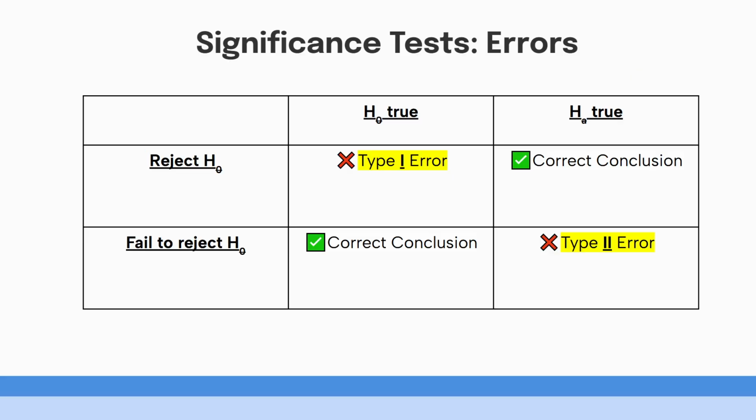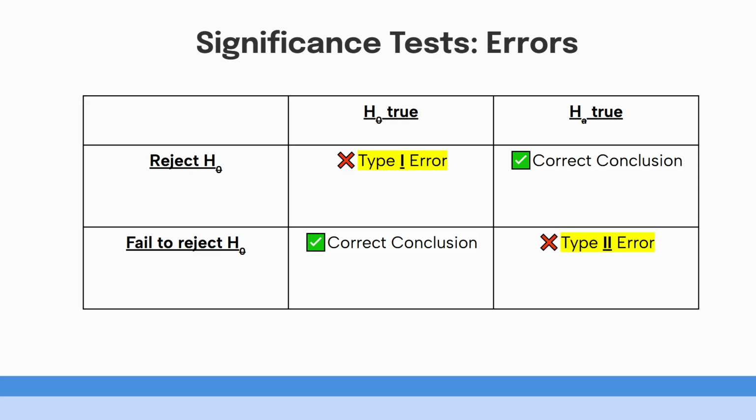Anyway, significance tests. Errors. You can make an error when you're doing a significance test. Shocking. So this table explains it all. You have your conclusion, and you have which one is true. If your null hypothesis is true, and you fail to reject the null, that's a correct conclusion. That makes sense. If the alternate hypothesis is true, and you reject the null, which means we have convincing evidence for the alternate, that's also a correct conclusion.